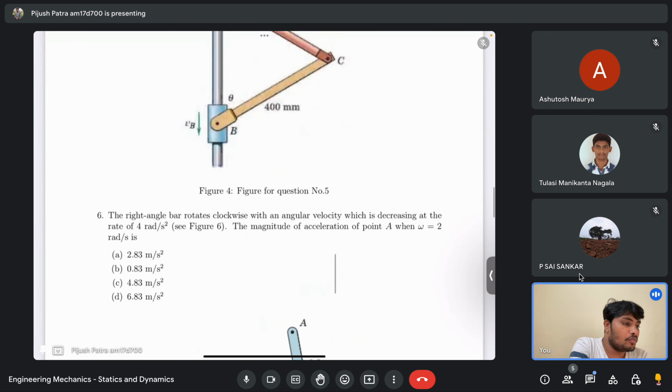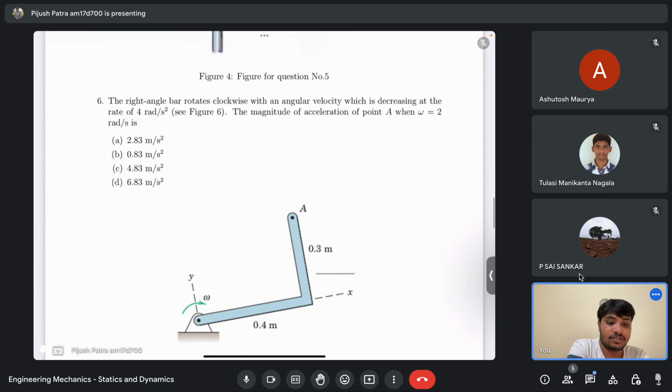Okay, so let me move to the next question. It is a very simple question, with no complications involved. You have a right angle bar rotating clockwise with an angular velocity which is decreasing at a rate of 4 radian per second square. The magnitude of acceleration of point A when omega, the rotation of that entire bar about the pinned point, is 2 radian per second.